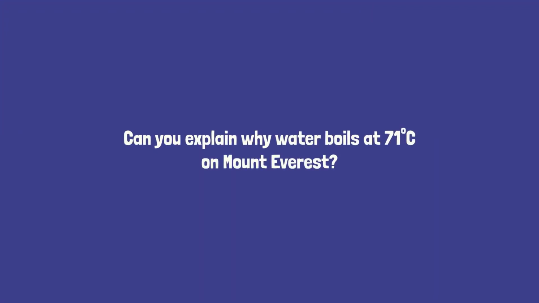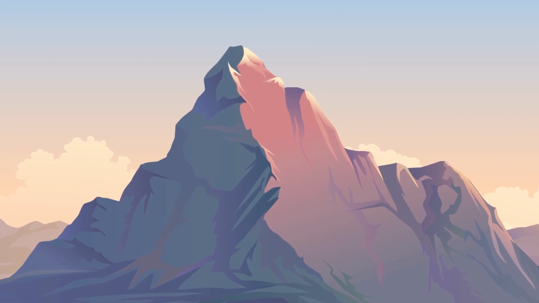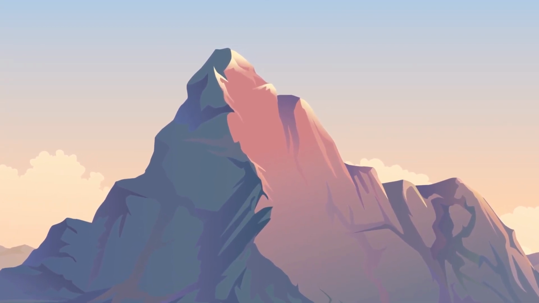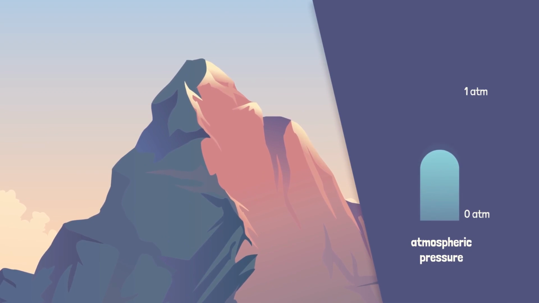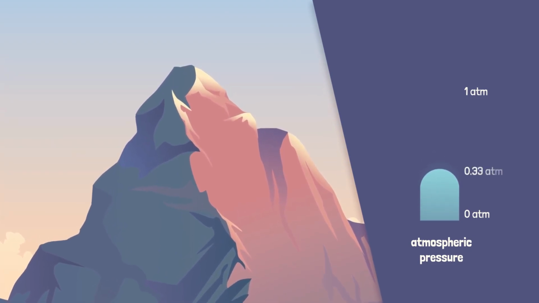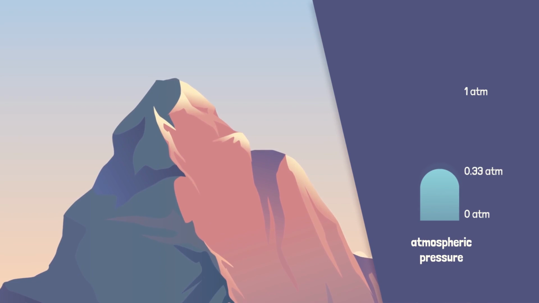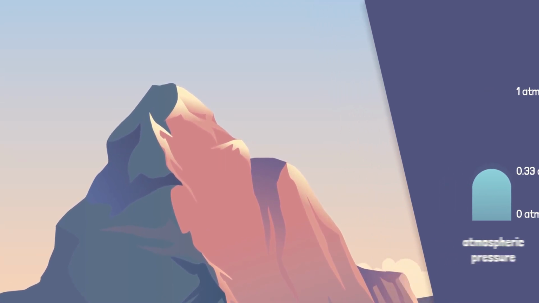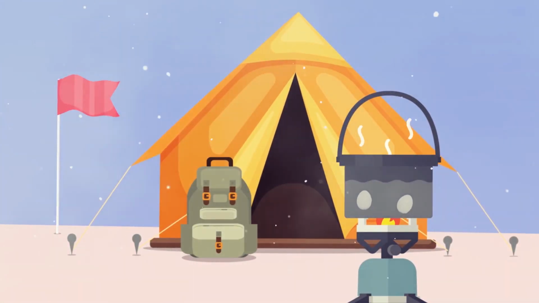Can you explain why water boils at 71 degrees Celsius on Mount Everest? At high altitudes, the number of air molecules decreases, reducing atmospheric pressure. Since the atmospheric pressure decreases, the temperature required to reach the new vapor pressure also decreases. Therefore, water boils at a lower temperature at high altitudes. This is why eggs take a longer time to boil at high altitudes.